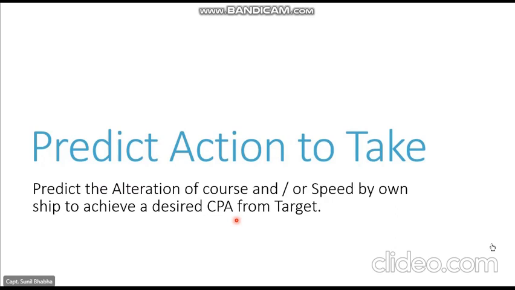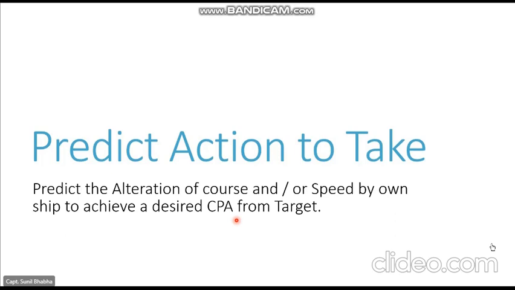We need to find out, to obtain a desired result such as a desired CPA, closest point of approach range, what action has to be taken. The action could be alteration of course, or a variation in the speed. What has to be done by own ship so that we are able to maintain the required CPA? Or in case you have a collision or a close quarter situation, how should we avoid that close quarter situation? What should be our action? And what are all the possibilities available to the navigator?